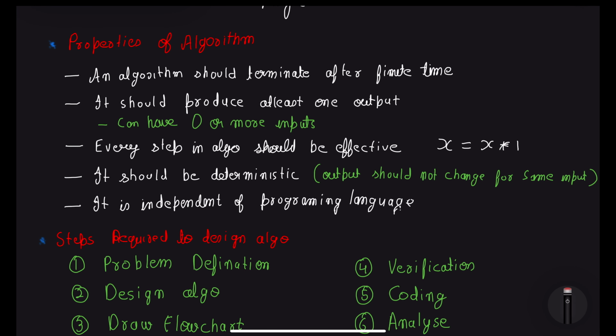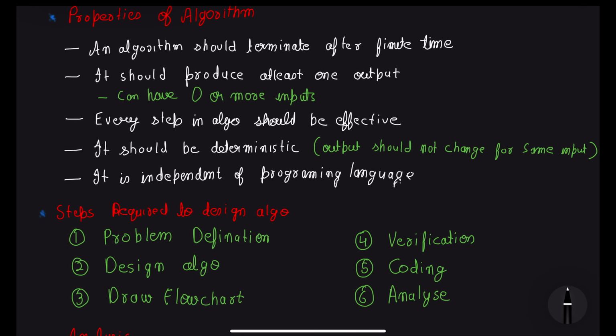Now let's discuss some properties of algorithm. The first one is an algorithm should terminate after finite time. It should not have any infinite loop and it should not run forever. It should finish within a certain amount of time. Second is it should produce at least one output, as an algorithm without any output is useless, and an algorithm can have 0 or more input. For that, let's take an example of a random number generator. It does not take any input but it produces a random number as an output.